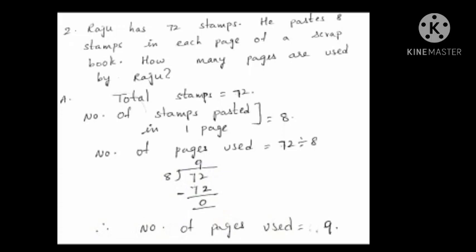How many pages are used, children, to paste 72 stamps? We have to write the coefficient. What is the coefficient we got? 9. So what is the answer? Number of pages used is equal to 9. So, Raju used 9 pages to paste 72 stamps.